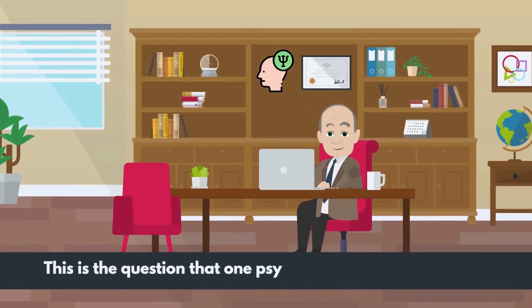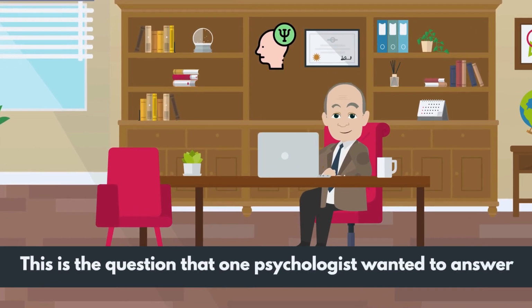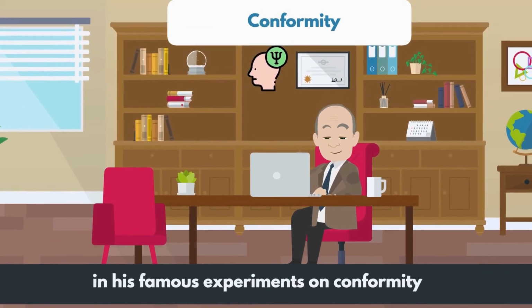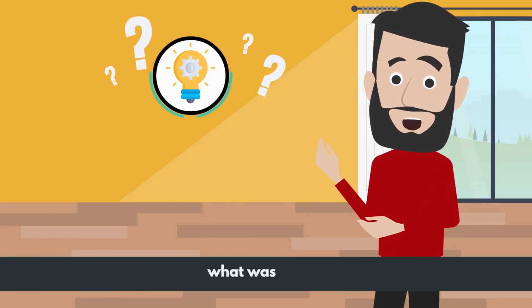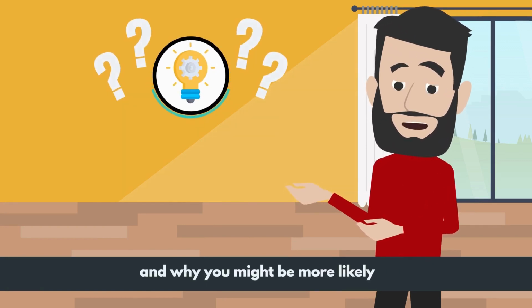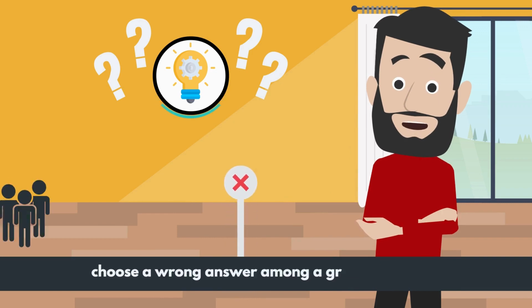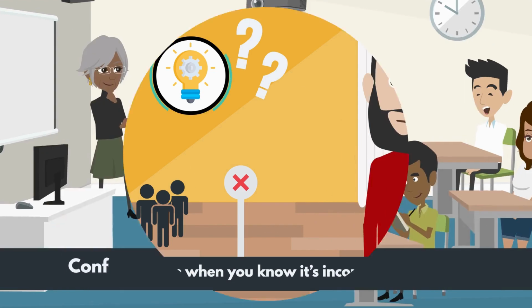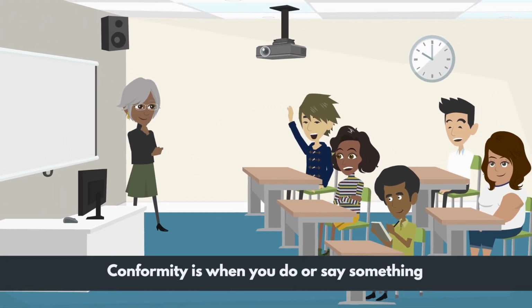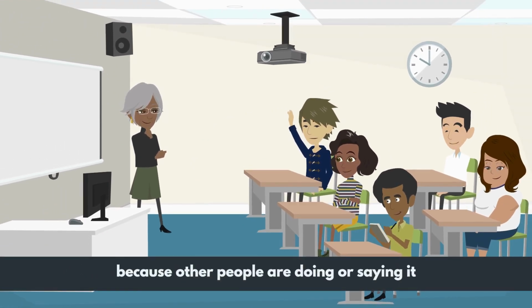This is the question that one psychologist wanted to answer in his famous experiments on conformity. In this video, we'll discuss what the experiments were all about, what was found, and why you might be more likely to choose a wrong answer among a group of people, even when you know it's incorrect. Conformity is when you do or say something because other people are doing or saying it.